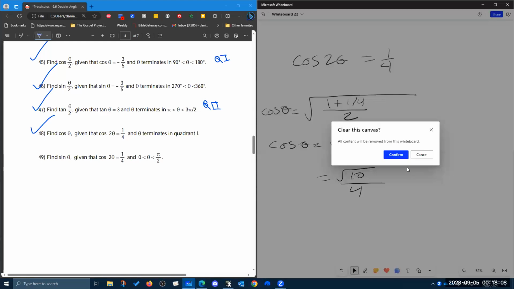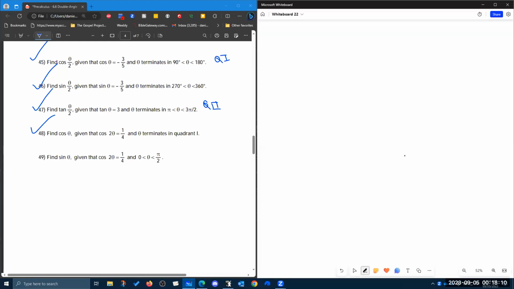And that's the same problem that I did, just they mixed it up. Instead of calling this theta over 2, they called it theta. And instead of calling that theta, they called it 2 theta. It's the same problem.